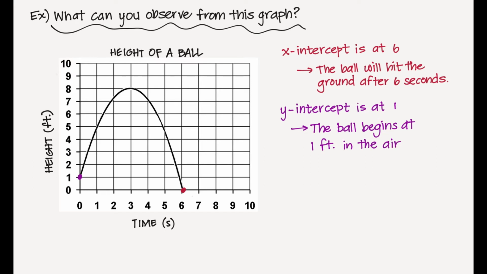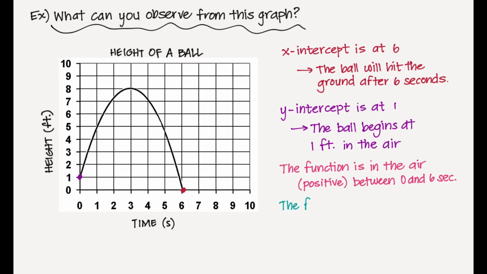So now let's look at what parts of this graph are positive. Okay, so which parts are above the x-axis. And that's going to tell us where this ball is in the air. So I could say that the function is in the air, meaning that it's positive, between 0 and 6 seconds. But after that, if it was going to go negative, that would mean that it would be below ground, right? So the function in this case is never going to be negative. So hopefully that makes sense.